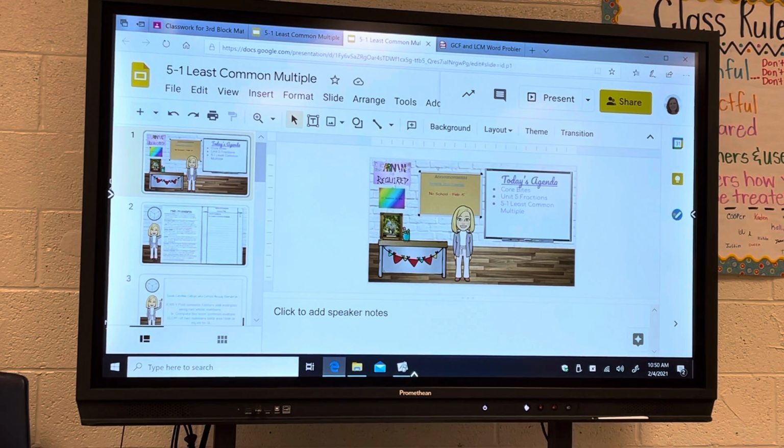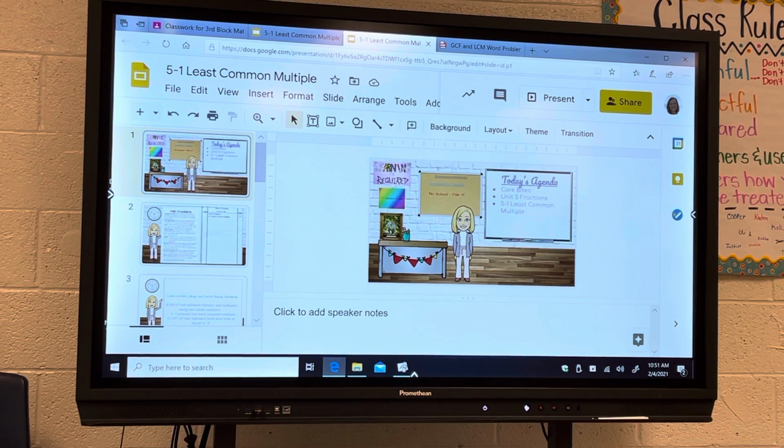Unit 5 is a continuation of Unit 4, okay? In Unit 4, we started talking about fractions. We talked about ordering fractions. We talked about cross-multiplying. We talked about simplifying using the greatest common factor. Now, we are going to start with the least common multiple. We've got to figure out the least common multiple before we can add and subtract, because the least common multiple helps us to find our common denominator.